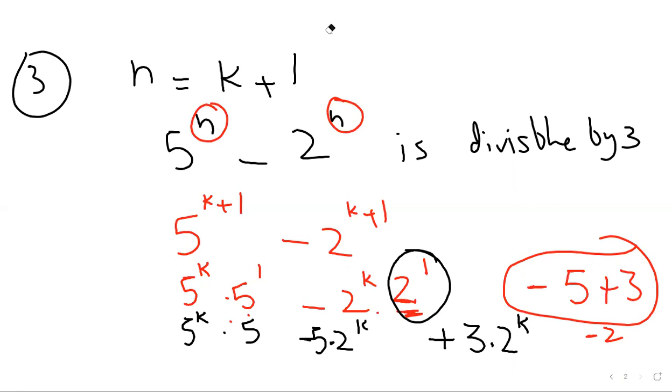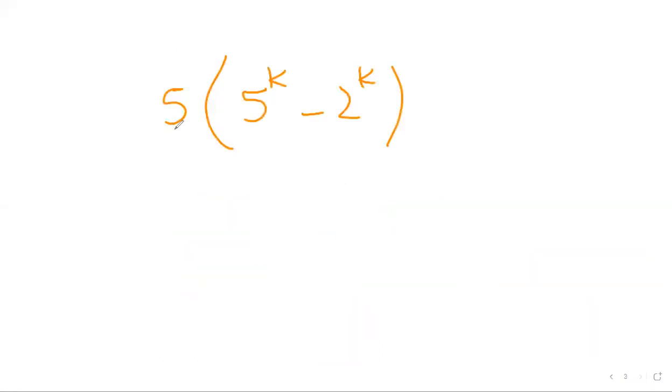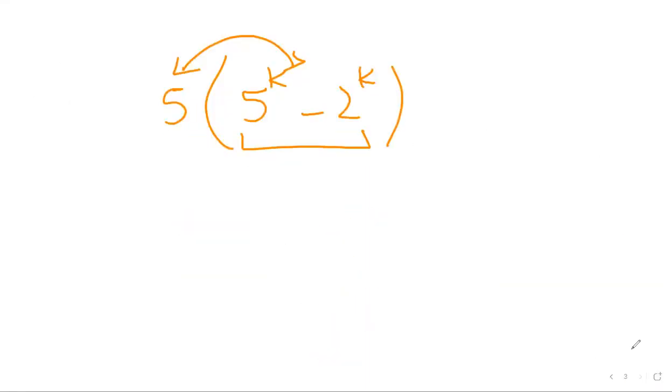What is your learning? 5 is common. When we take it common, it will become 5 to the power k minus 2 to the power k. And it is exactly the same as what we have here. It means that if it is valid for it, the multiple of it is also valid for this one as well. For example, if 5 is common and it is valid, the multiple of 5 is also valid. Now come to the previous, 3 times 2 to the power k.